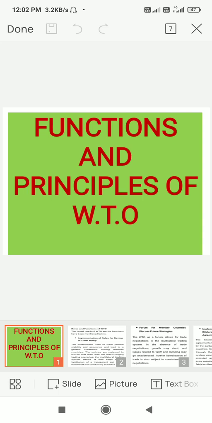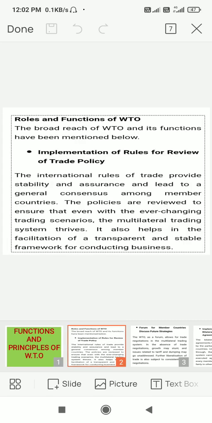So here I'm going to start a new topic, which was left in the last audio presentation, that is WTO. In this audio presentation, we are going to discuss the functions and principles of the World Trade Organization. So let's start the topic. First, the role and functions of WTO. The functions of WTO have been mentioned below.